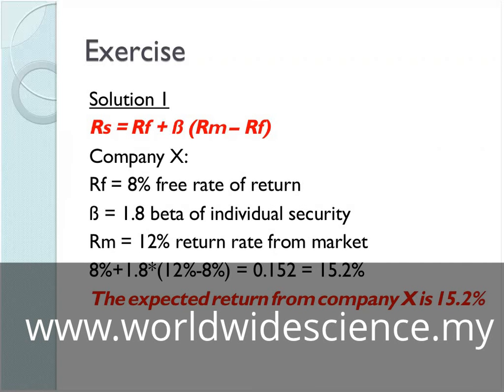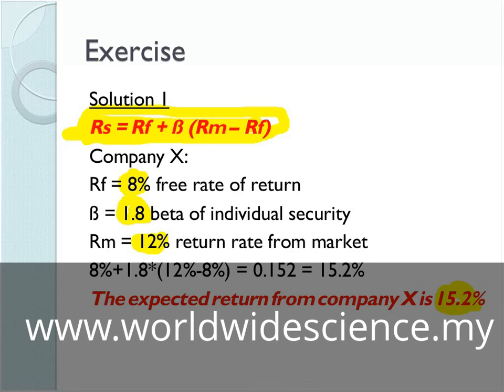Here is the solution. You remember the formula; here it is, the formula for the expected return. We know that our risk-free rate of return based on the exercise is 8%, right? Our beta of the individual security is 1.8, and our average market rate is 12%. If we use these figures and apply them to the formula, we get that our expected return from company X is 15.2%.